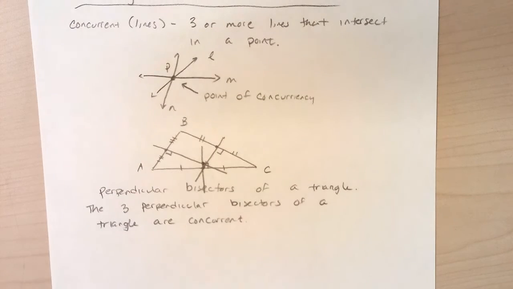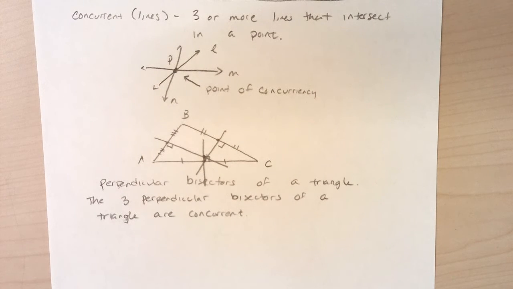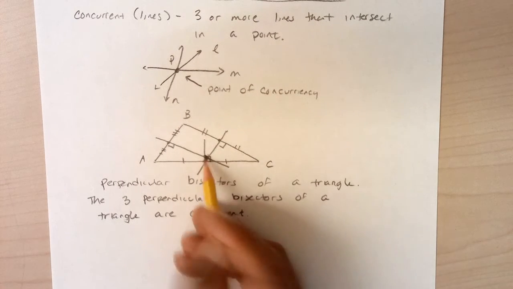I know I just used one example of a triangle here. It might appear that the triangle is obtuse. I could have used an acute triangle, a right triangle, equilateral triangle, isosceles. It doesn't matter. If you construct the three perpendicular bisectors of a triangle, then no matter what kind of triangle you have, those perpendicular bisectors would meet at a single point. So they're said to be concurrent. Here's the point of concurrency.